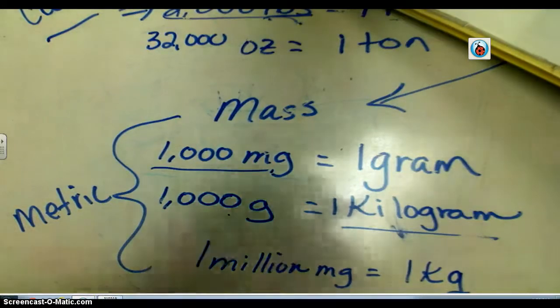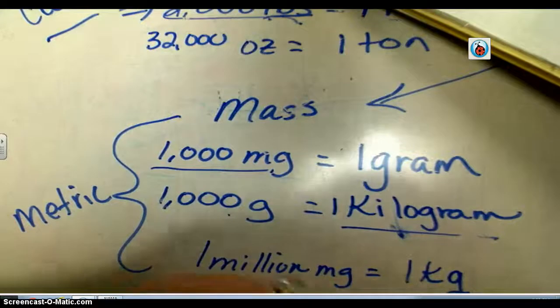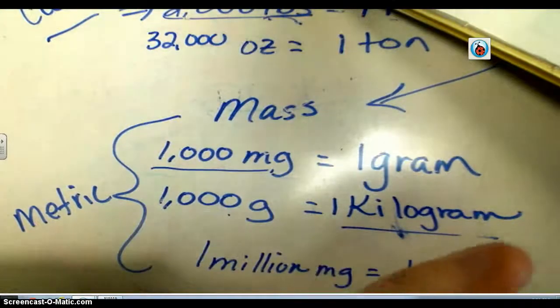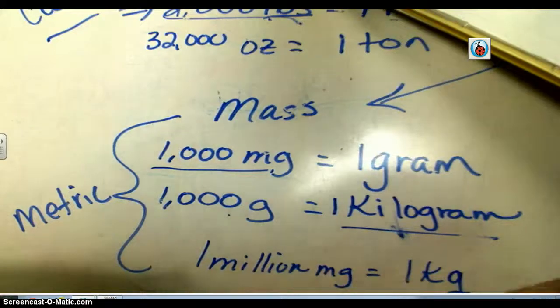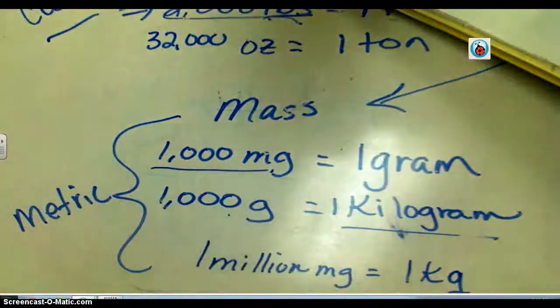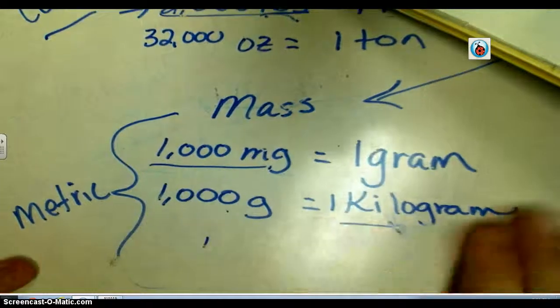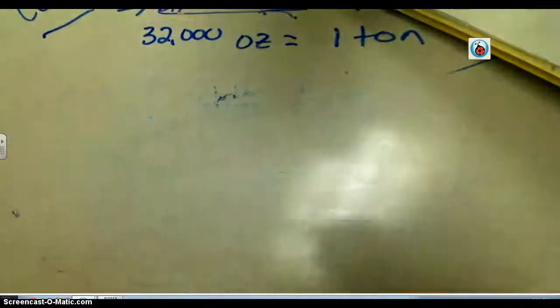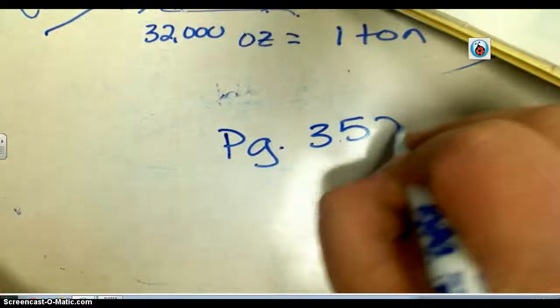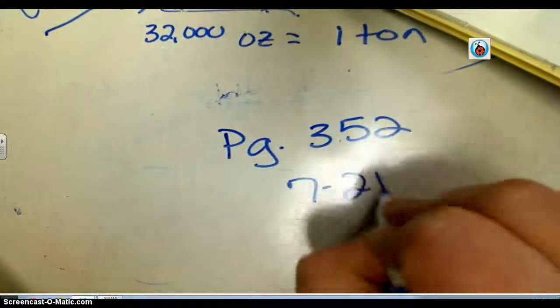So, what I want you to do is I want you to look in your textbook. I want you to look at your textbook, and I want you to do numbers 7 to 21 odd on page 352. I will let you work on it right now. You're doing 7 to 21 odd.